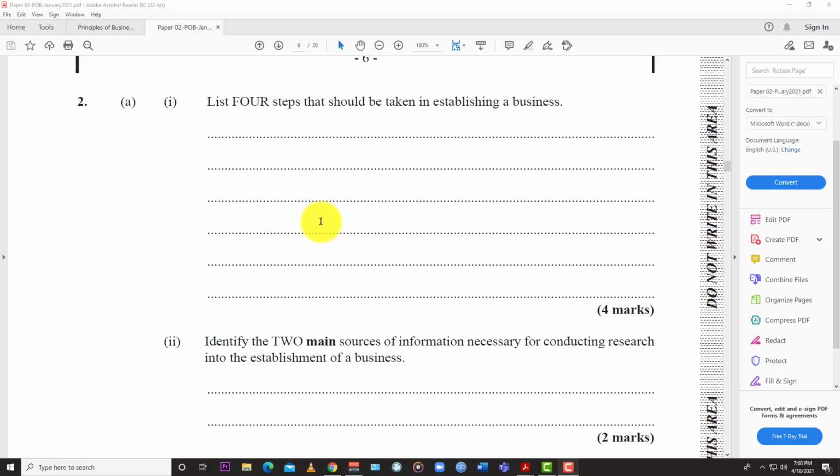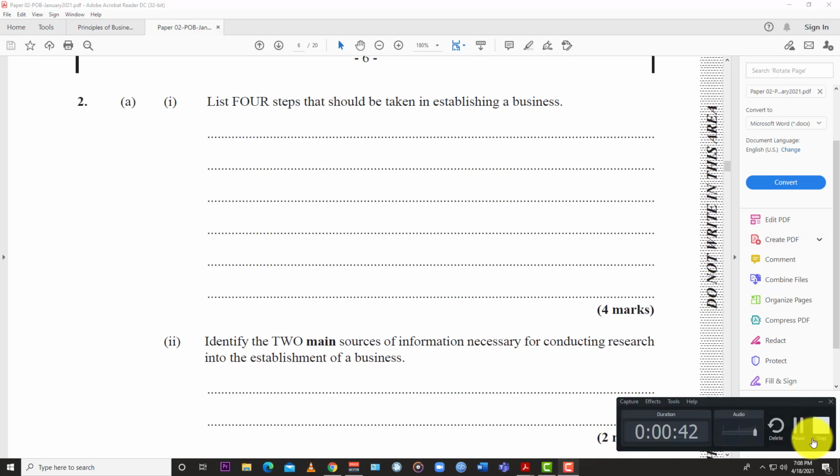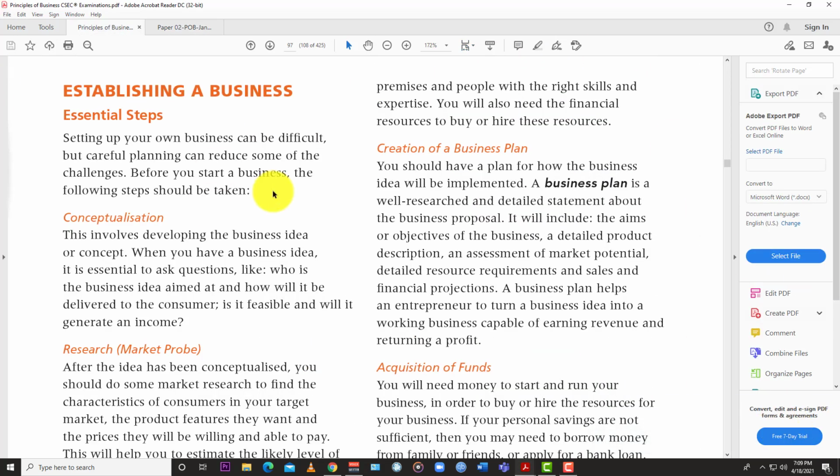Question 2 asks us, list 4 steps that should be taken in establishing a business. So 4 marks, list 1, 2, 3, 4, and we're good to go. We're going to jump to our textbook and look at the essential steps in establishing a business. By the way, I actually did a complete video, a lecture on establishing the business. So you can browse through the Principles of Business playlist and you would get that video. So we're not going to go too in depth because it was covered already.